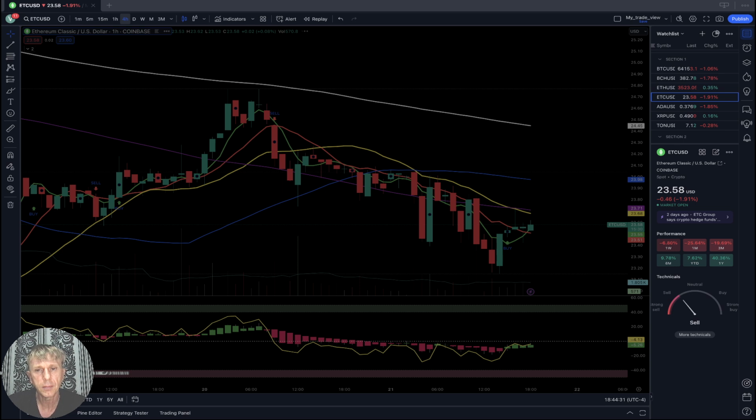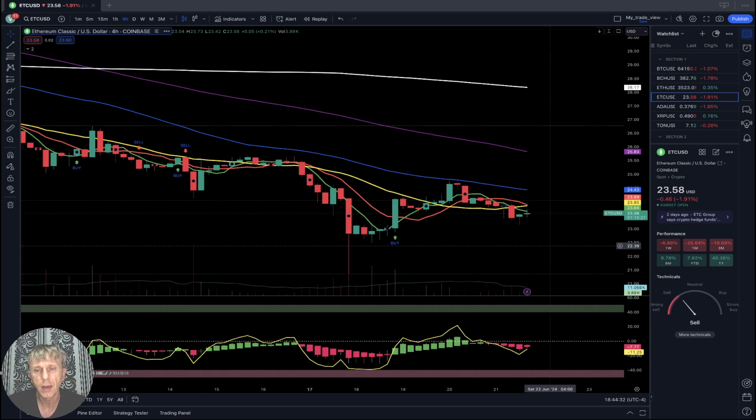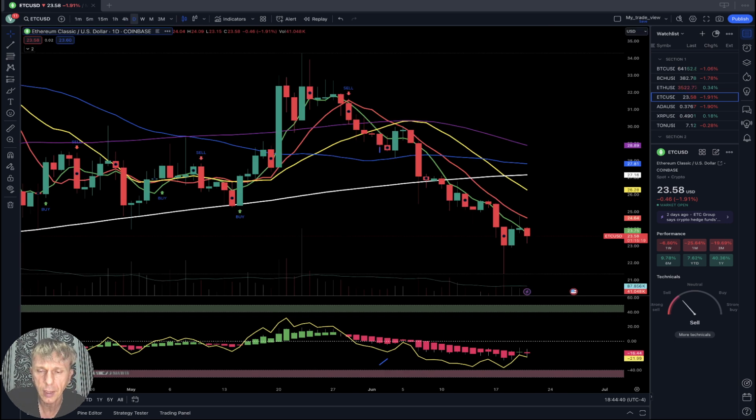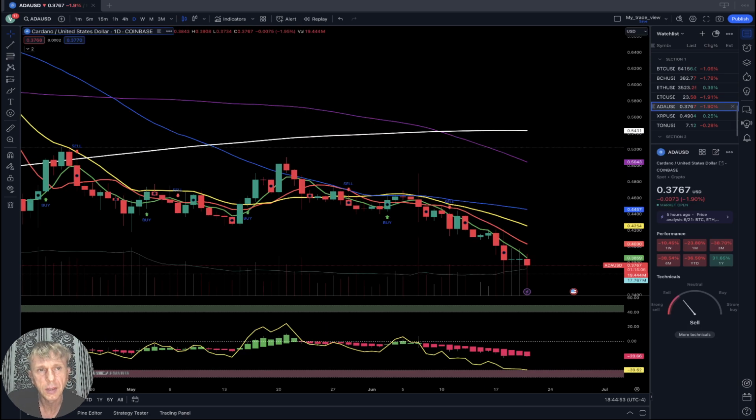4 hours time frame, SMA 5 and 10 did a bearish crossover over 20, bearish trend. Daily time frame also bearish, right? SMA 5, 10, and 20 in bearish crossover. It is a bearish setup and bearish trend. Nothing good. Not a positive setup.